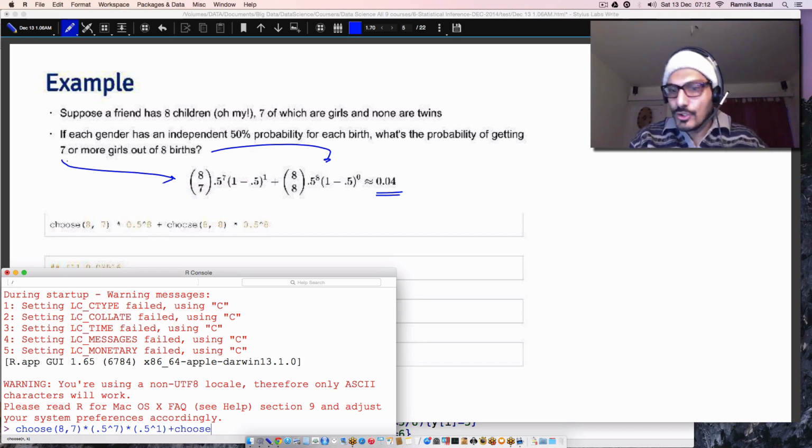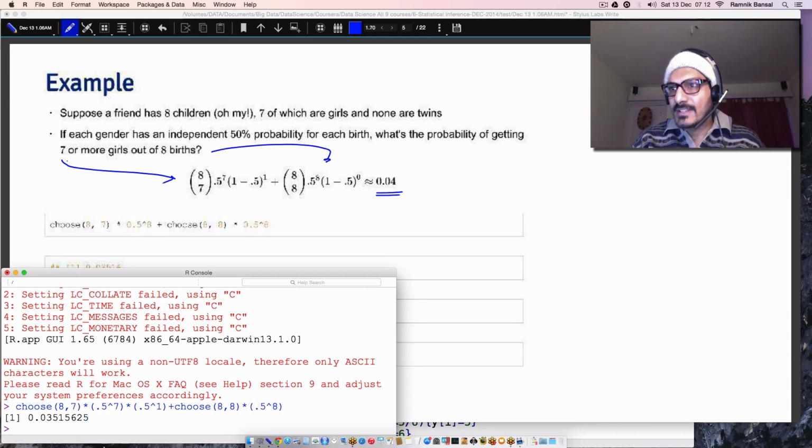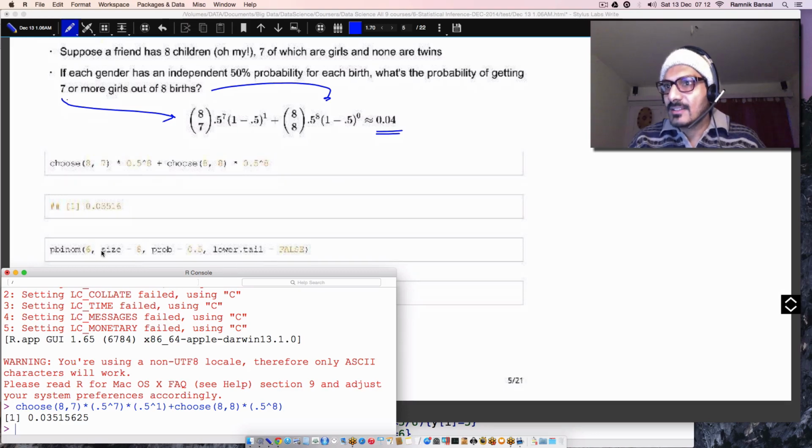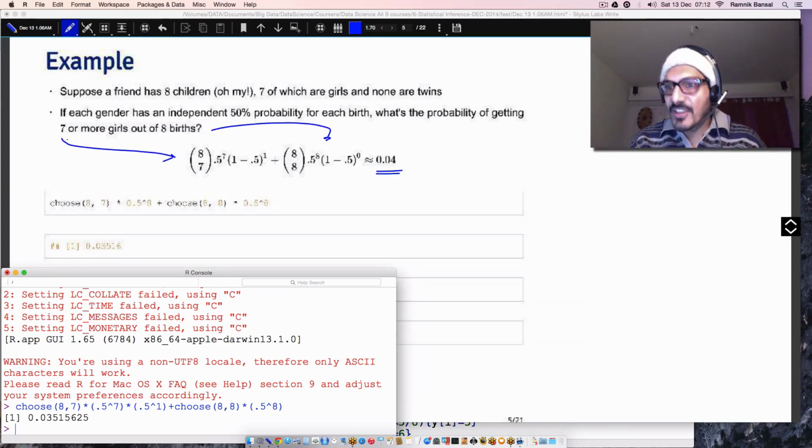And then the second part: choose 8 comma 8, into 0.5 raised to the power 8. So I get this answer, 0.035. Now there is an inbuilt function for this. Now this is a little complicated, right?